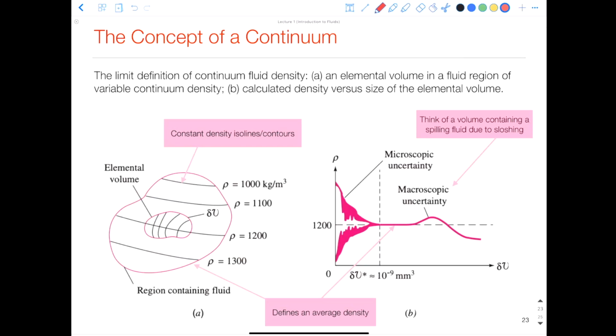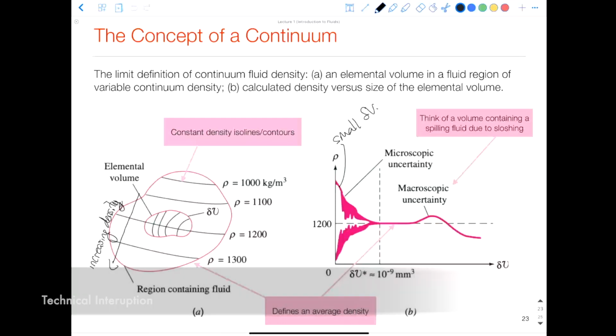So the limit definition of continuum fluid density. In A, we see a figure that's an element volume in a fluid region. These lines here represent constant density. So as we move through this figure, we're increasing our density.